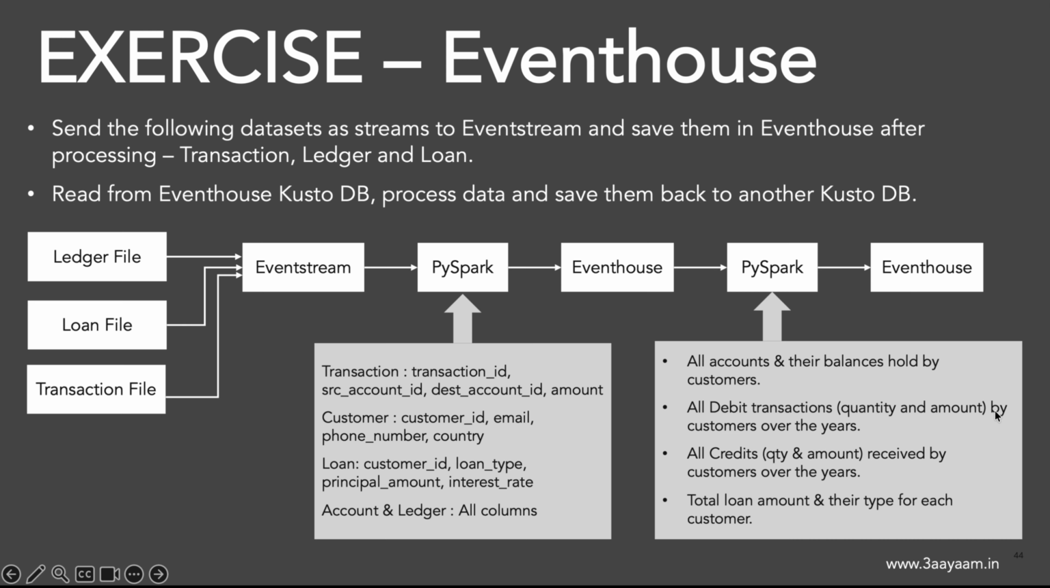Then all debit transactions quantity, which is the count and the total amount, by customers over the years. All the credit transactions, the count and the amount received by customers over the years. And the total loan amount and their type for each customer. So these are the 4 business or problem statements which have to be solved using PySpark. So you'll have to use Spark streaming to do transformation which would solve this and then store it in the new KQL tables, which would be the target of this PySpark application.